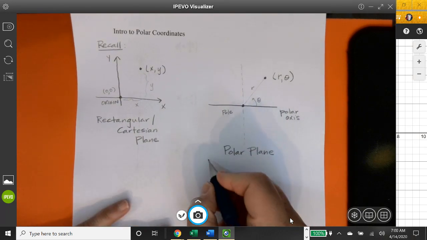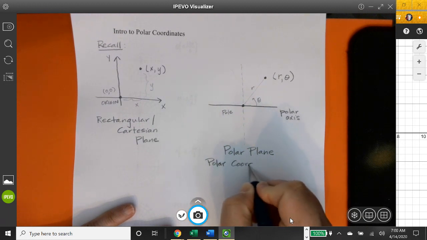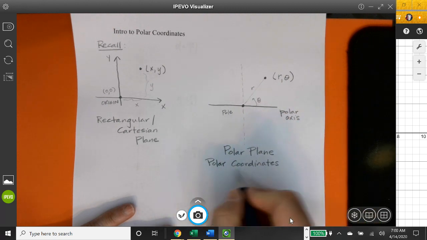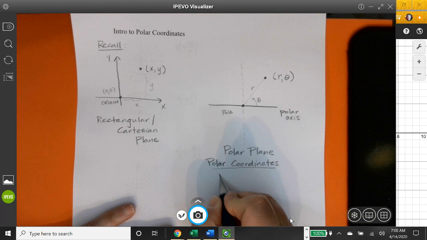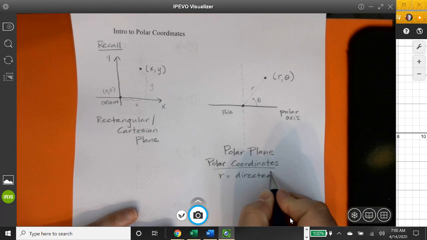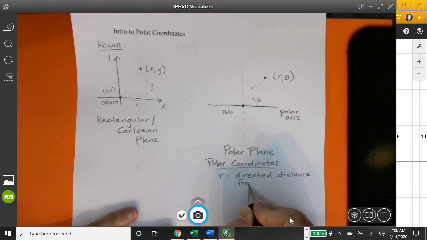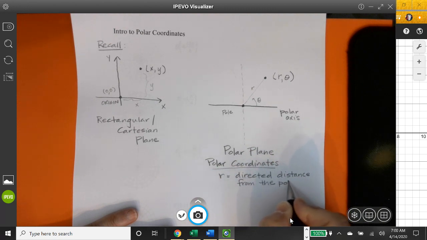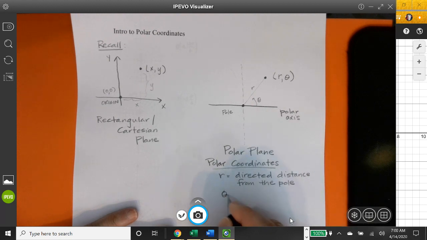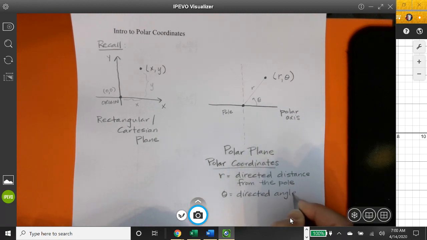So r, these are going to be polar coordinates. R. Well, what is r? R is the directed distance from the pole. And theta, by definition, is the directed angle measured from the polar axis.